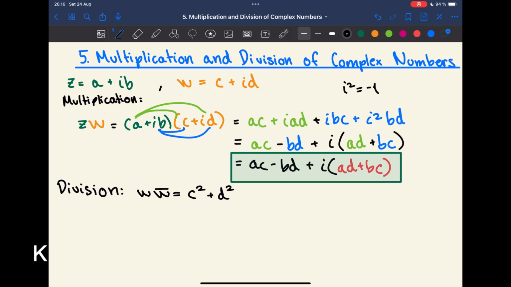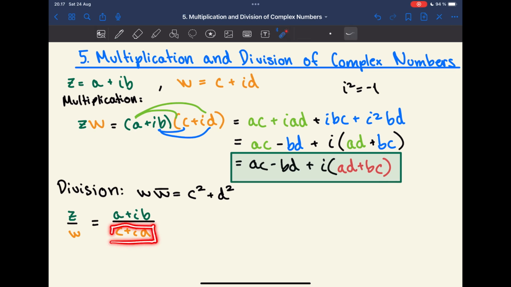But let's see what happens if we have c and we divide it with the complex number w. This is something we don't really know how to do, because what we have here is a plus ib, and we divide it with c plus id. We don't know how to treat a complex number when it's down here in the denominator. So what we're going to do is use this trick, and make sure that all the complex numbers are in the numerator, so we can treat it just as we have done before.